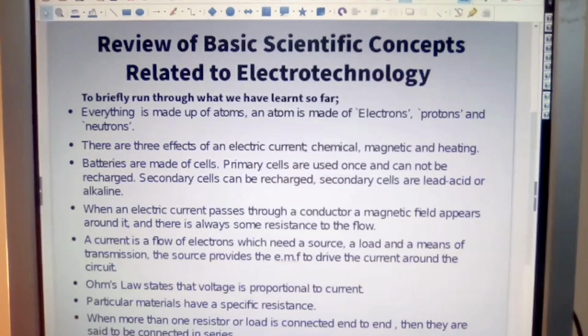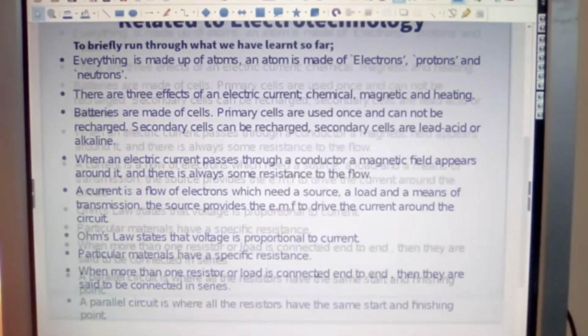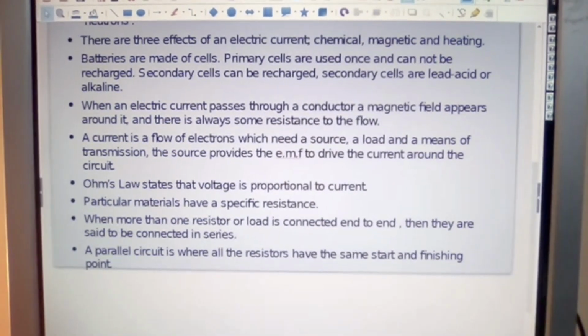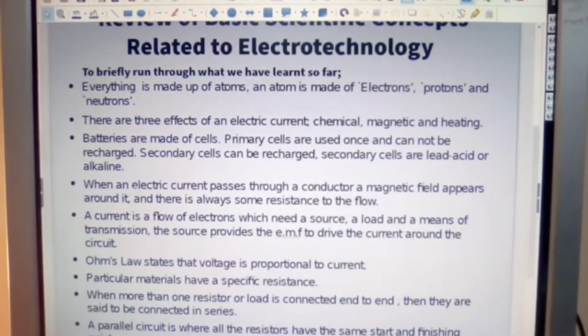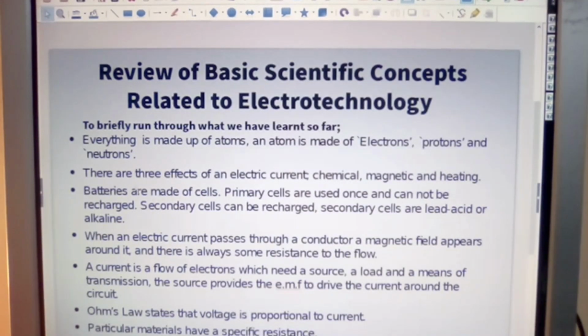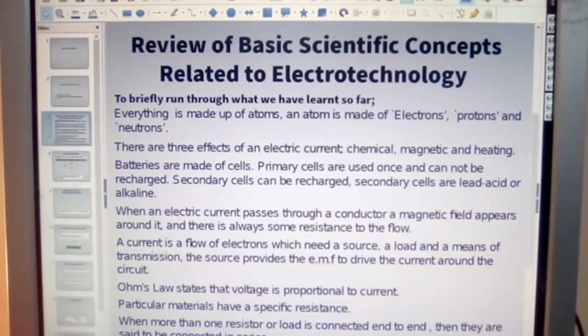That's just the revision part of it, okay? Let's see if we need to go on any further. No, we don't, okay. Moving it down. And you've covered a lot of that already, okay.